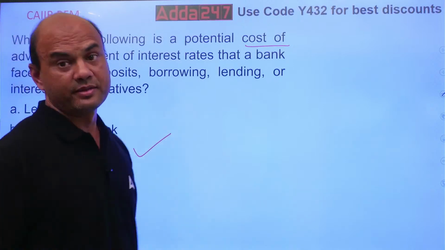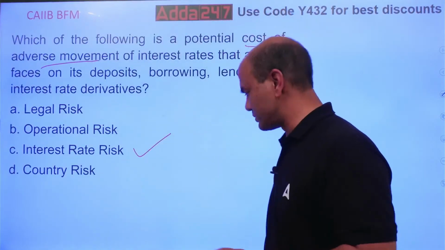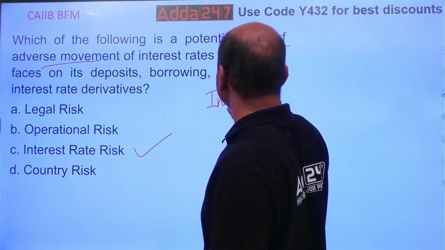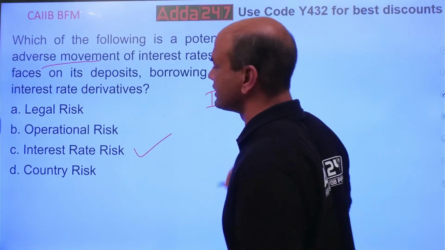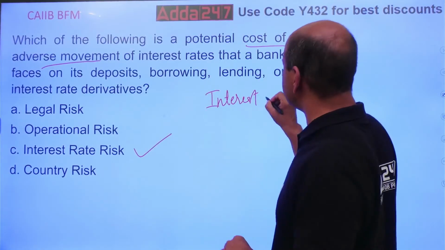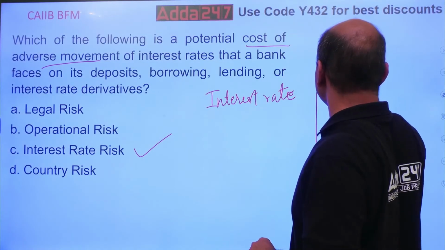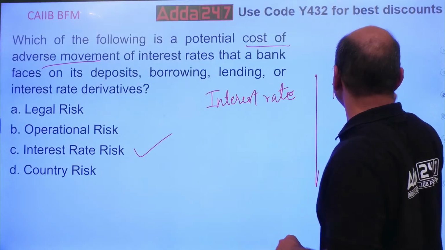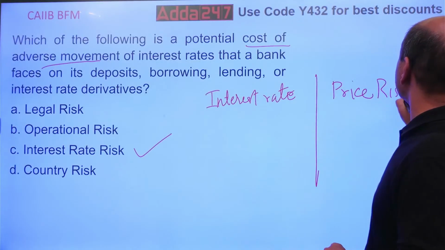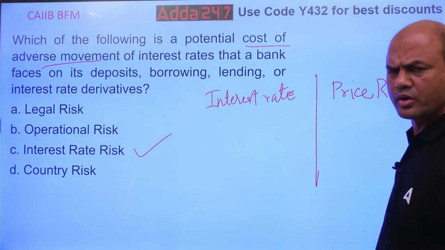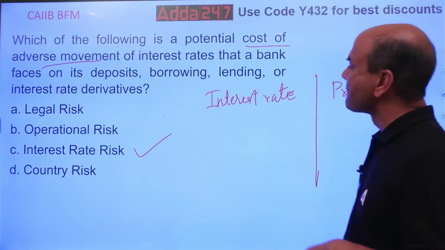See here, interest rate risk means interest rate. Look at this, very important. These two risks are always related: interest rate risk, and second, price risk. These two risks are always related to each other, price risk and interest rate risk. Why? Because it's like this.